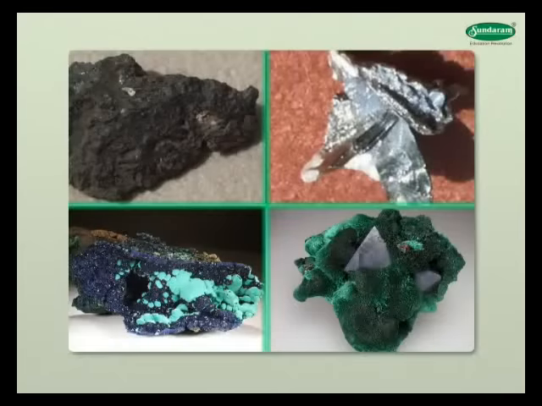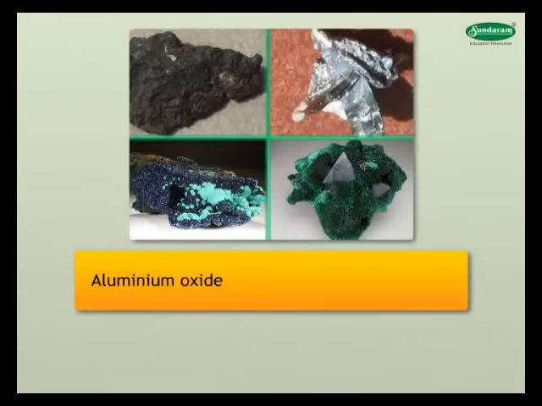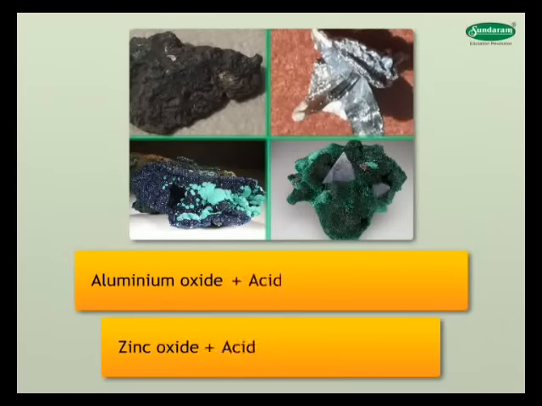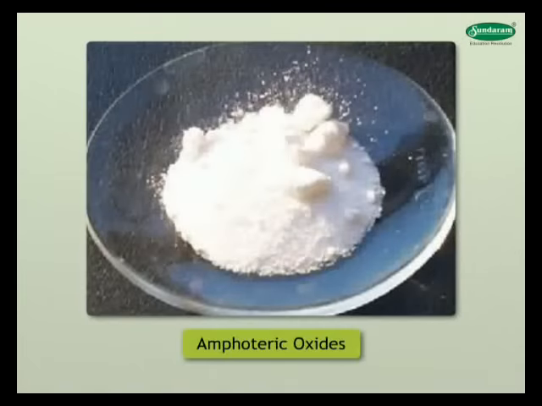Metal oxides are usually basic in nature, but some metal oxides, such as aluminium oxide and zinc oxide, react with both acids as well as bases to produce salt and water. Hence, they are called amphoteric oxides.